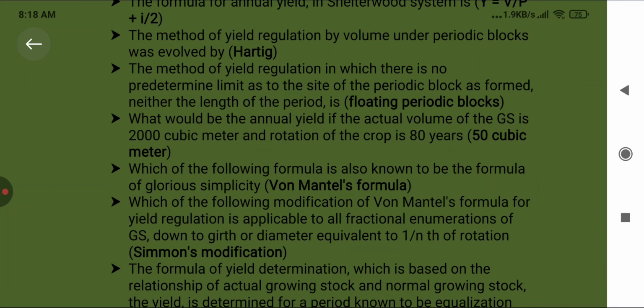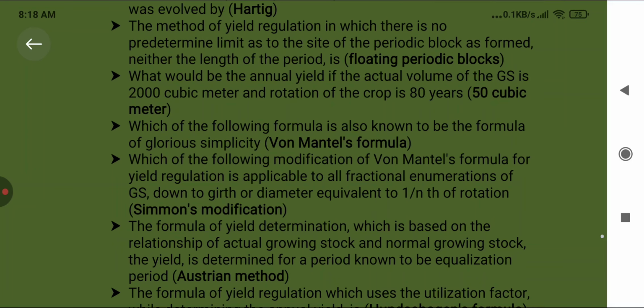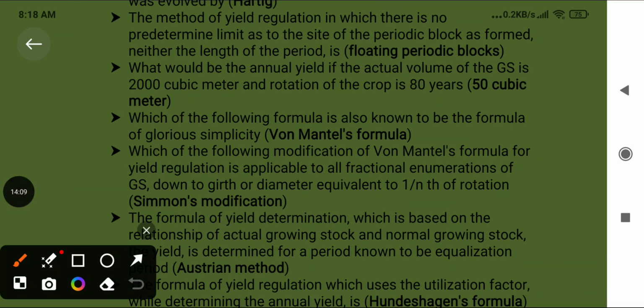What would be the annual yield if the actual volume of the growing stock is 2000 cubic meter and rotation of the crop is 80 years? 50 cubic meter. Which of the following formula is also known to be the formula of glorious simplicity? Bellman formula. Which of the following modification of Bellman formula for yield regulation is applicable to all fractional enumeration of growing stock down to girth or diameter equivalent to 1 by nth of rotation?